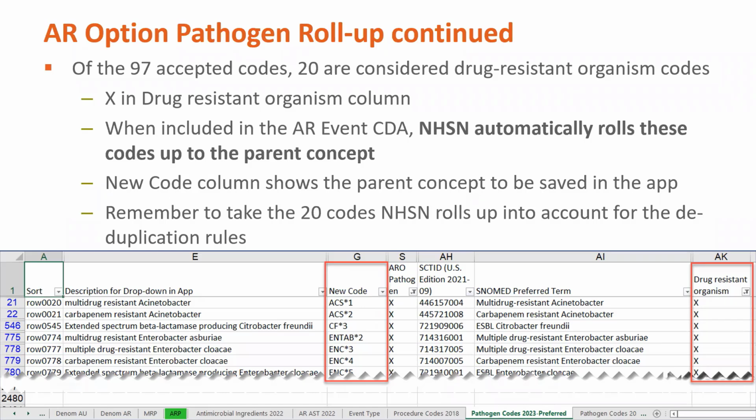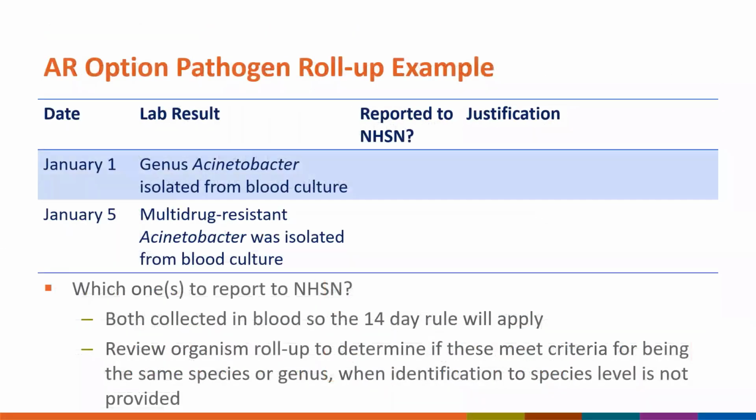If we're looking at the first row here, row 21 for multi-drug resistant Acinetobacter, that has an X in the drug resistant organism column. And if we look at column G, new code, we can see ACS asterisk 1. That means multidrug resistant Acinetobacter is going to be rolled up to genus Acinetobacter or ACS when you upload an AR event with this code to NHSN. So it's important to remember to take into account these 20 codes that NHSN rolls up when you're applying the deduplication rules. Let's walk through a quick example here.